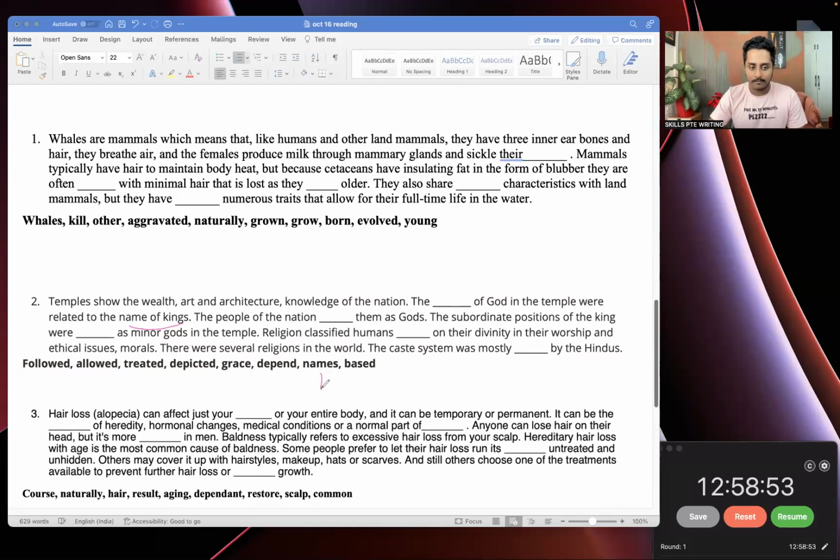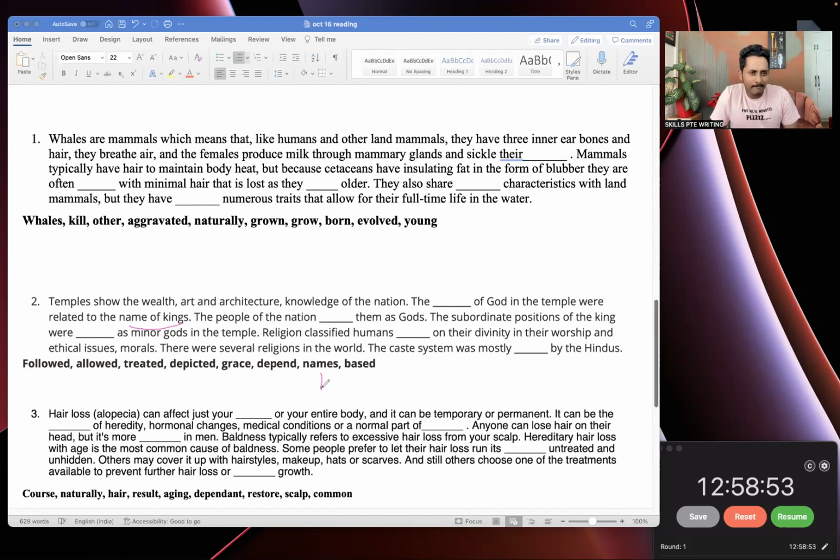Lakshmi, please continue. The people of the nation treated them as gods. It's, of course, everything is going on in past tense, so it will come as past tense as well. Is that right, Hardik? People of the nation treated them as gods, you have written. But I found they depicted them as gods. Okay, what is depicted and what is treated? Lakshmi will answer.